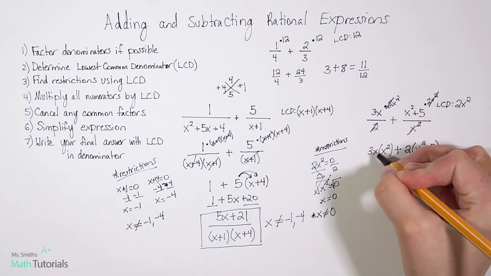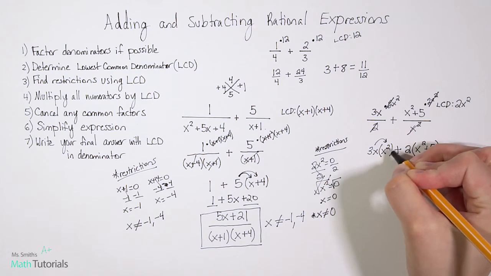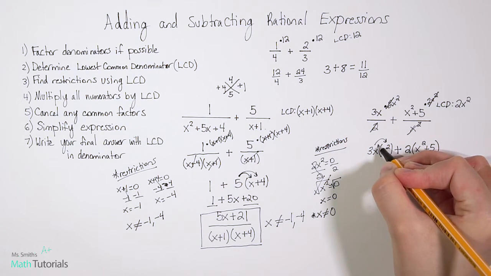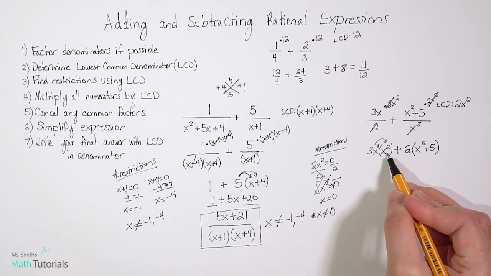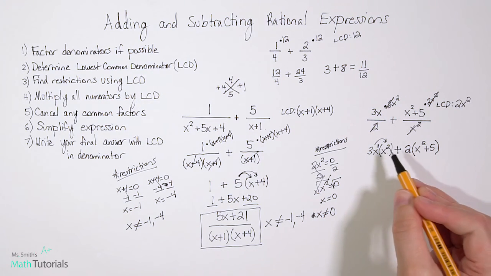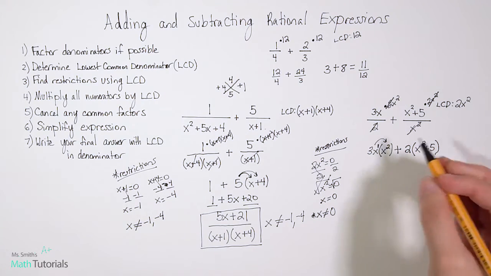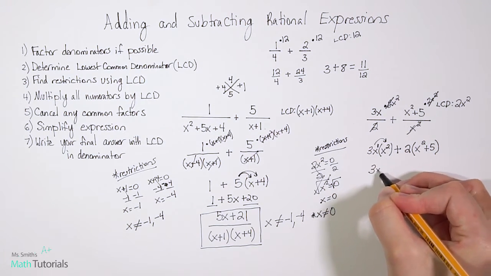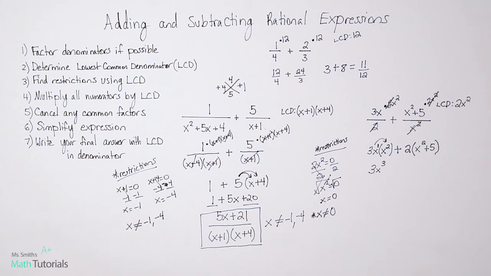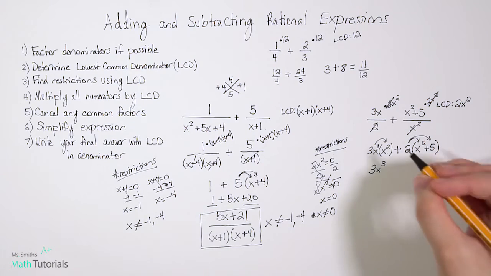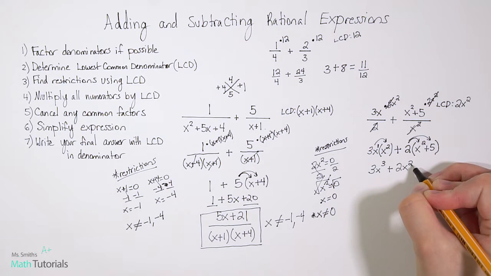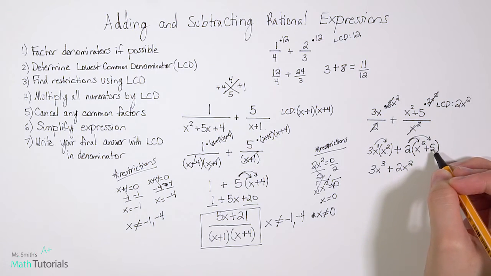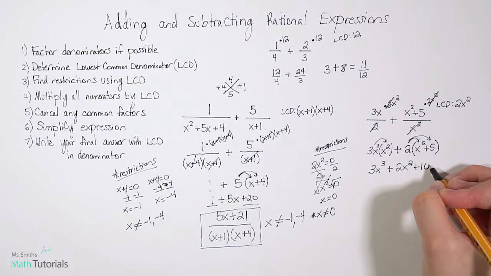We'd want to multiply here 3x times x squared. Remember that that x has an exponent of 1. And anytime we multiply straight across, we add the exponents. So that's really 1 plus 2. So this ends up being 3x cubed, 3x to the 3rd power. And then we want to distribute this 2 to the parentheses. So we have a 2 times x squared is a 2x squared. And a 2 times a positive 5 is a positive 10.